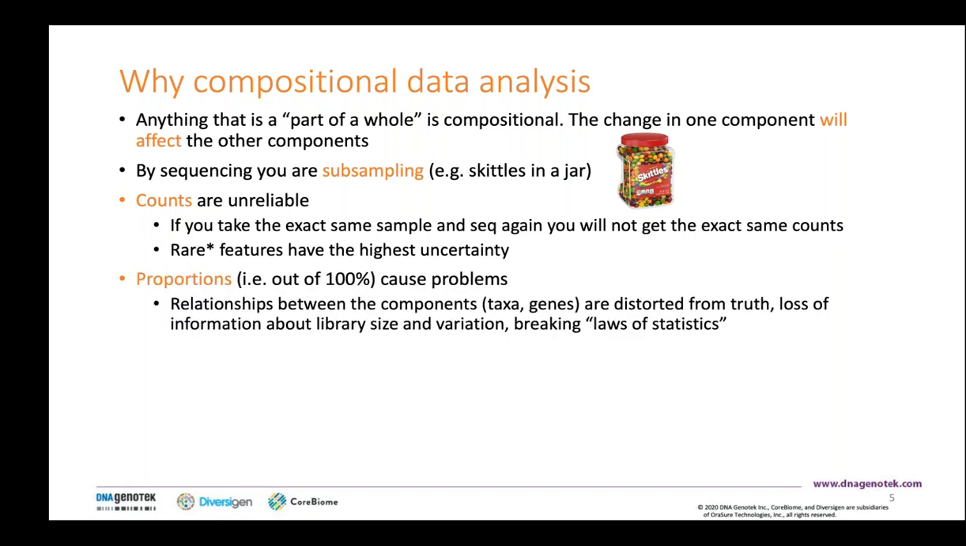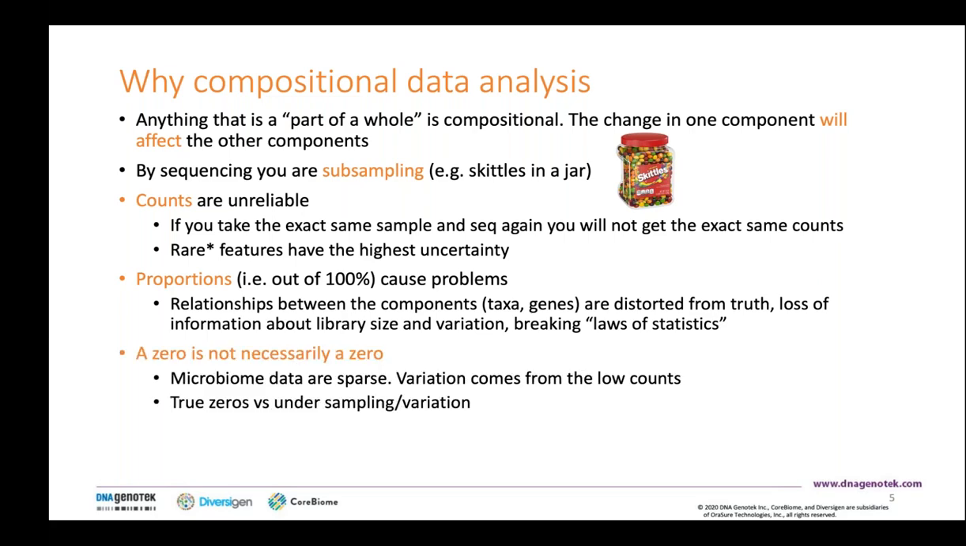Proportions, so out of say 100%, cause problems. And that's because the relationship between those components are distorted from the truth. And in representing your counts data as proportions, you're also losing information about the library size and the variation of the data. And ultimately, you're breaking the laws of statistics and being able to analyze your data with traditional methods.